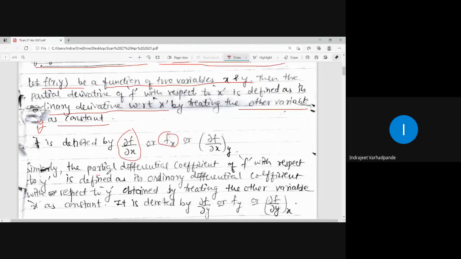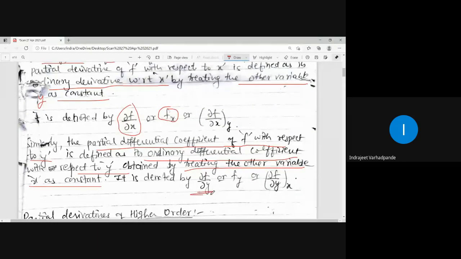Similarly, the partial derivative or partial differential coefficient of f with respect to y is defined as its ordinary differential coefficient with respect to y obtained by treating the other variable x as constant. It is denoted by del f by del y or f suffix y, or del f by del y suffix x, which is nothing but keeping x constant.